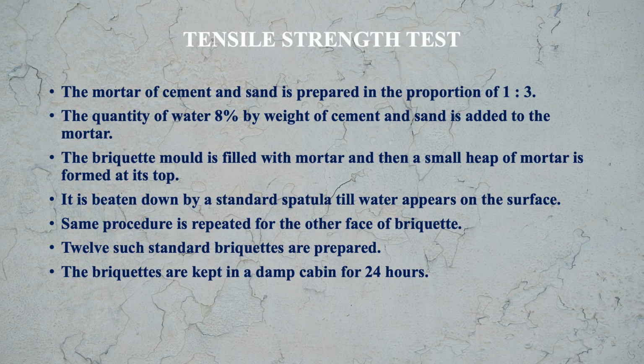The briquette mold is filled with mortar and then a small heap of mortar is formed at the top. It is beaten down by a standard spatula until water appears on the surface. The same procedure is repeated for the other face of the briquette. 12 such standard briquettes are prepared. Now the briquettes are kept in a damp cabin for 24 hours.